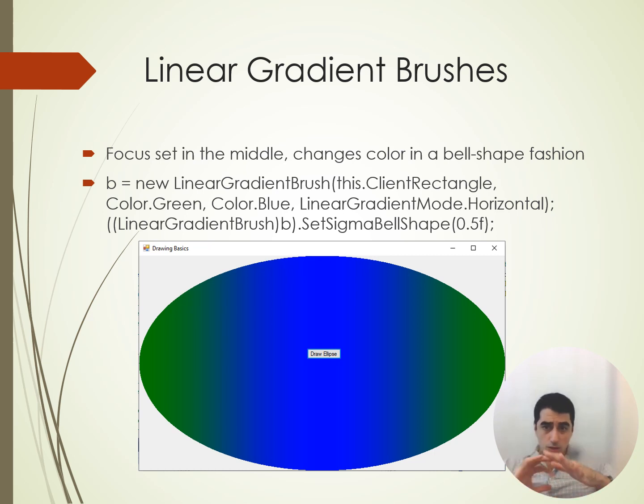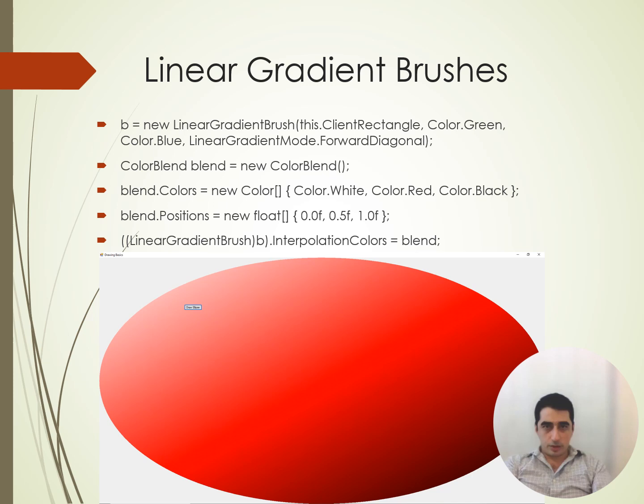At the middle, you have the highest intensity of the blue color and no intensity of the green color. As you get further from the middle and you get to the sides, you will see less blue and more green. For the linear gradient brush, you can blend colors in a much more complicated fashion.